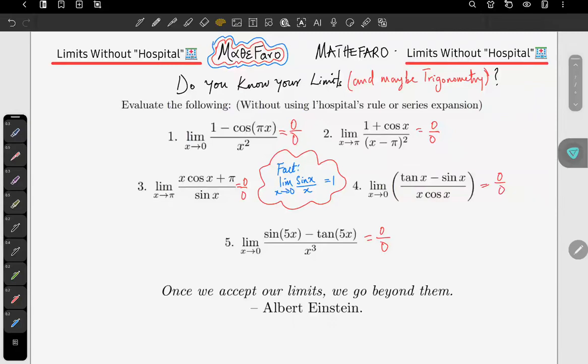Yes, this is the first of the videos in this playlist where I actually start solving the questions without using L'Hopital's rule. So the first question on this problem set is number 1, which is the limit of 1 minus cos pi x over x squared as x tends to 0. Without wasting much of our time, let's get deep into the action.